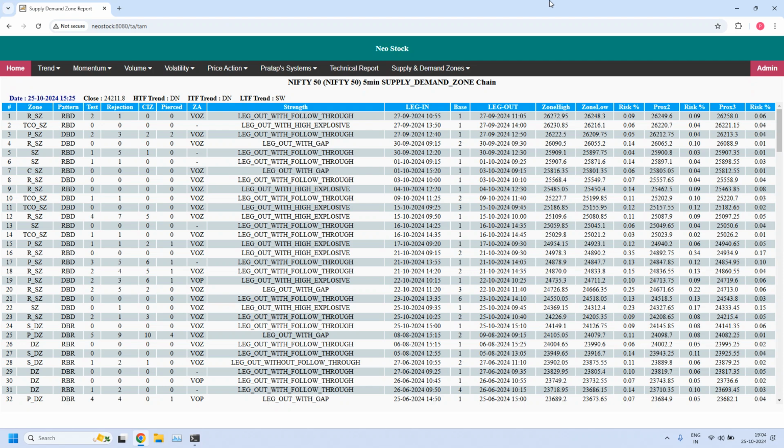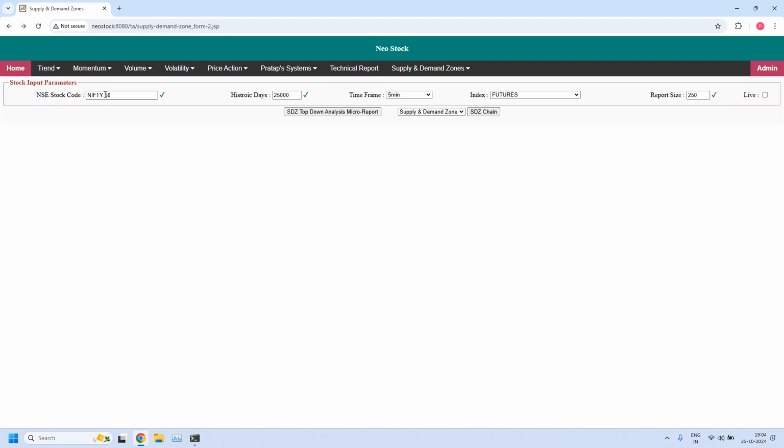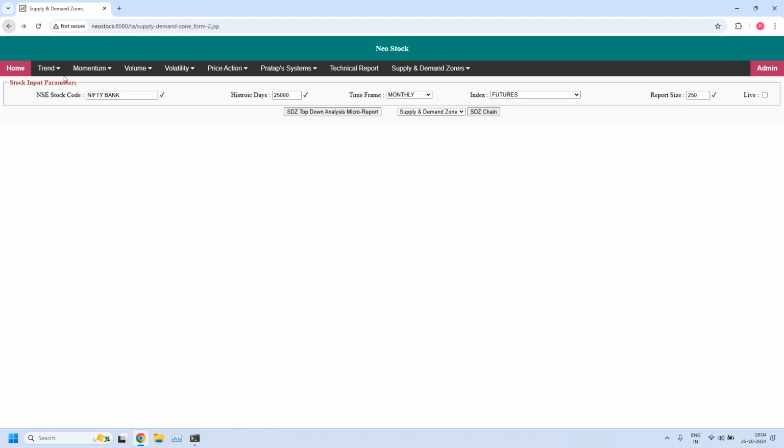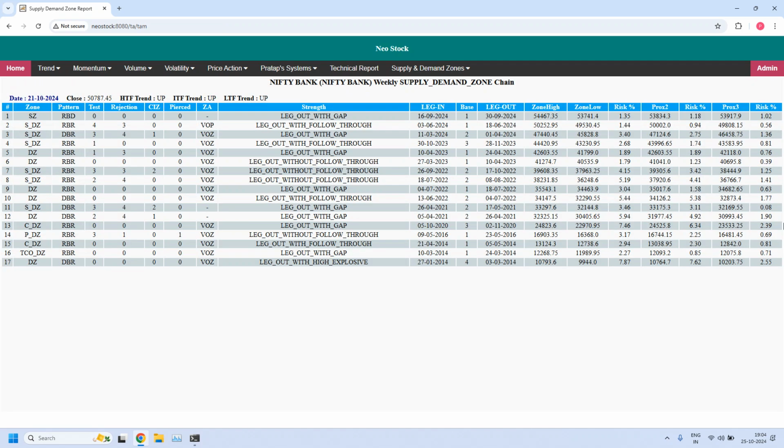The next one is BANKNIFTY. So I am changing the name to Nifty Bank. And let's start with monthly time frame, generating monthly supply demand zone chain for BANKNIFTY. Next time frame is weekly, generating weekly supply demand zone chain for BANKNIFTY.